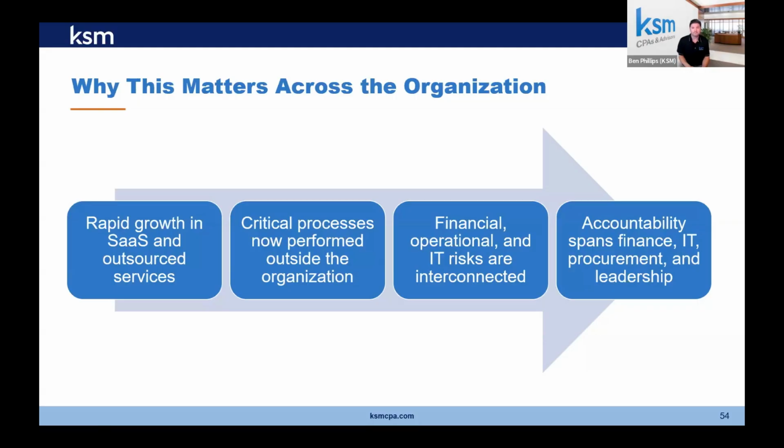And when things fail, the impacts can be broad. Inaccurate financial reporting can occur. There can be operational disruptions, compliance concerns, or reputational damage. This is why vendor risk management has become a cross-functional governance issue rather than just a technology issue. So from an executive and audit perspective, this becomes especially important because vendors effectively extend your control environment.